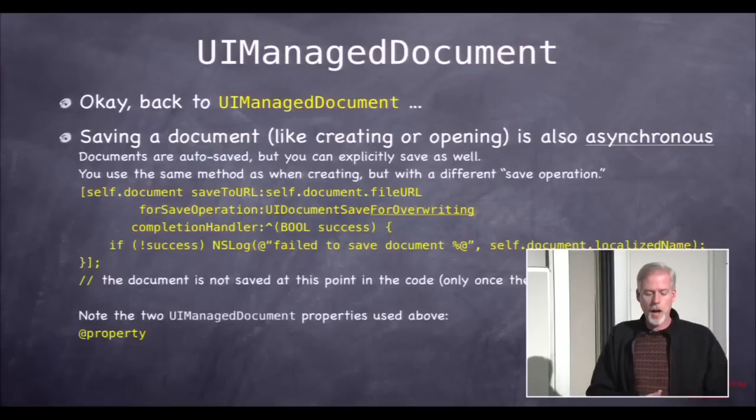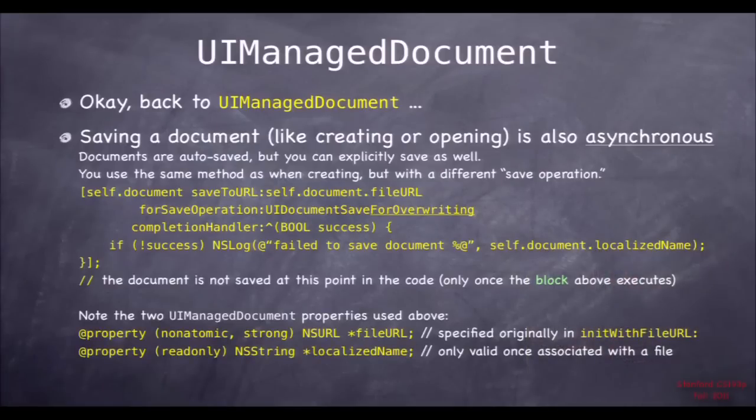All right, so back to UIManagedDocument. Okay, so we opened or created this document. We got its context. We're doing a whole bunch of stuff in there to our database. Now we want to save it. Okay, now UIManagedDocuments actually are auto-saved. They will automatically save when your application goes into the background. Every certain amount of seconds, I can't tell you when, and it's not documented, it will also auto-save.